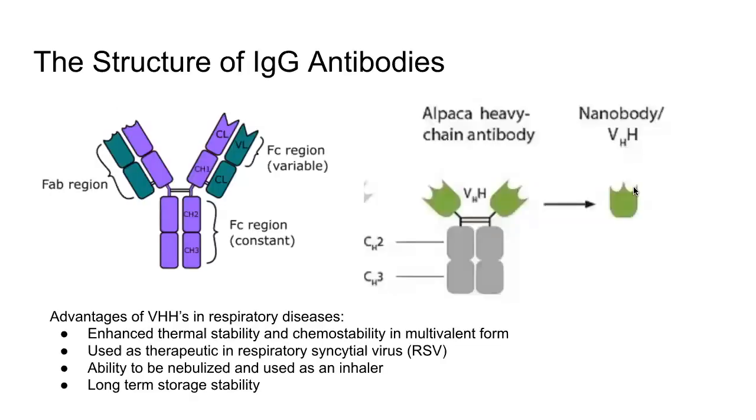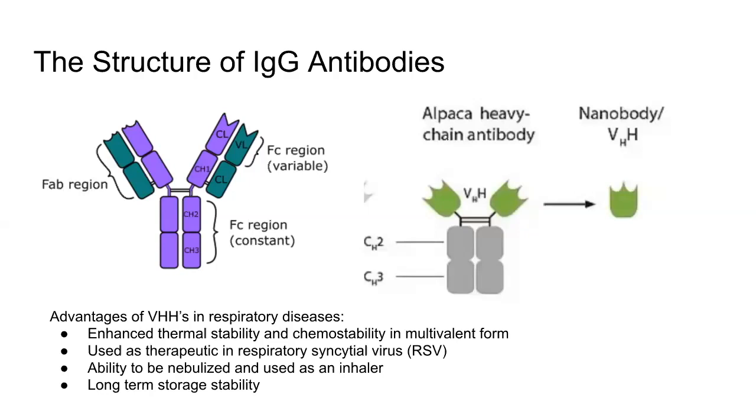So here you can see a very simplified structure of a traditional IgG antibody. Antibodies are proteins produced by plasma cells that are used to neutralize pathogens and viruses. The Fab region is the antigen binding fragment and is the region of the antibody which binds to the antigen. In this case, the antigen is SARS-CoV-2. The Fc portion is responsible for the biological activity.